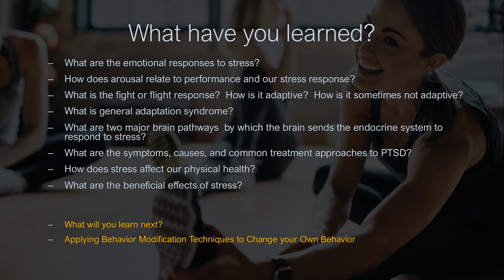You should know each of the stages of general adaptation syndrome, the alarm stage, the resistance stage, and the exhaustion stage, and the characteristics of each. You should also be able to answer the question, what are the two major brain pathways by which the brain sends our response to stress to the endocrine system? I shared with you those two major pathways, and as I did, I talked about the role of the hypothalamus, the adrenal glands, and the pituitary gland.